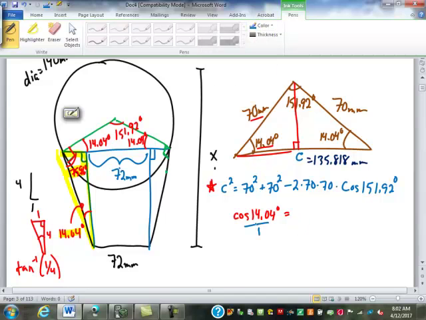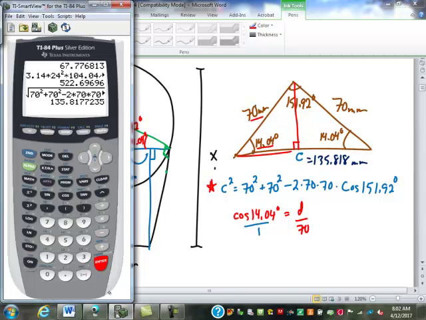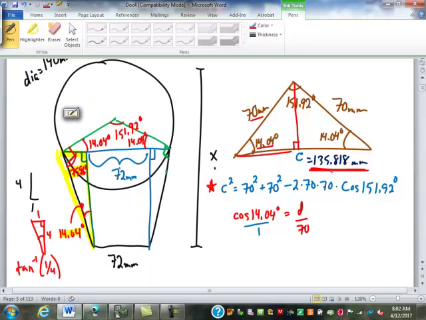Put that over 1. I don't know where my D over 70 just went. I'll put it back in. So it'd be 70 times cosine of 14.04 divided by 1. Gives us 67.90. That's half of it. If we doubled it, we'd still have the 135.818. So we're going to get here either way.